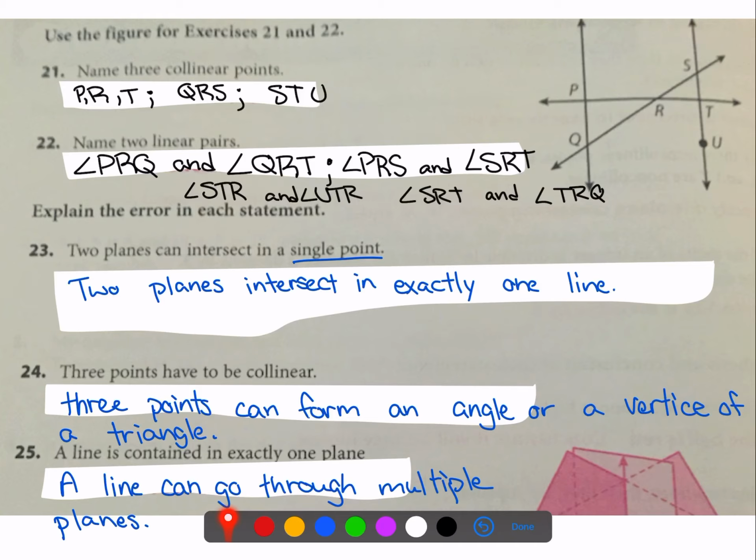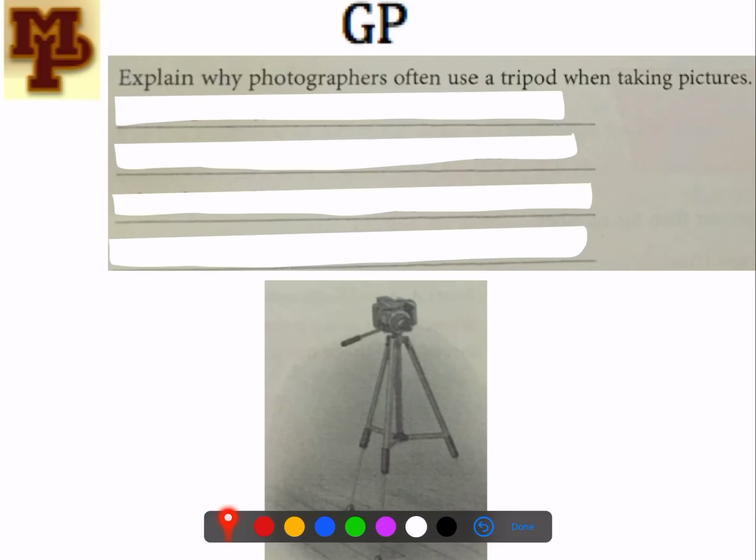All right, let's go ahead and move on. Next up, explain why photographers often use a tripod when taking pictures. So think about this for a minute, pause the video if you need to, and then I'm going to explain through it in just a second after you do some thoughts. So, the idea of this goes back to the definition of a plane. For a plane, I need 3 non-collinear points.